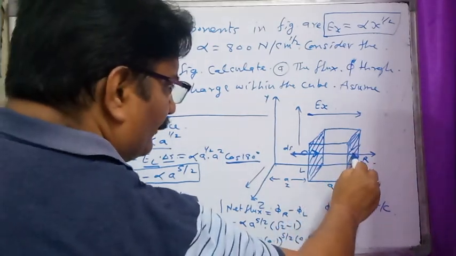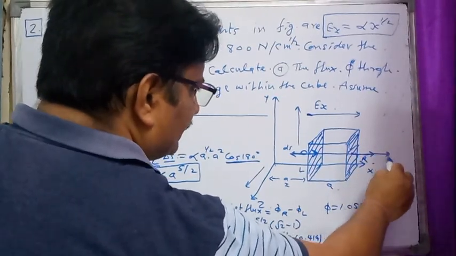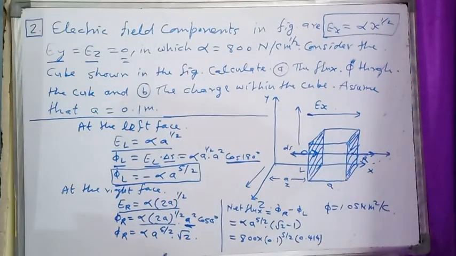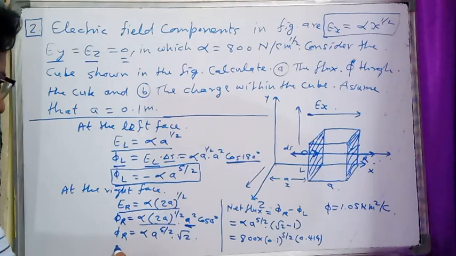At this face, the value of theta is 0 degrees, as the area vector to the face and the direction of the existing electric field are both similar. Therefore the angle theta becomes 0 degrees. Therefore flux passing through the right face of the cube is alpha a to the power 5 by 2 square root of 2.